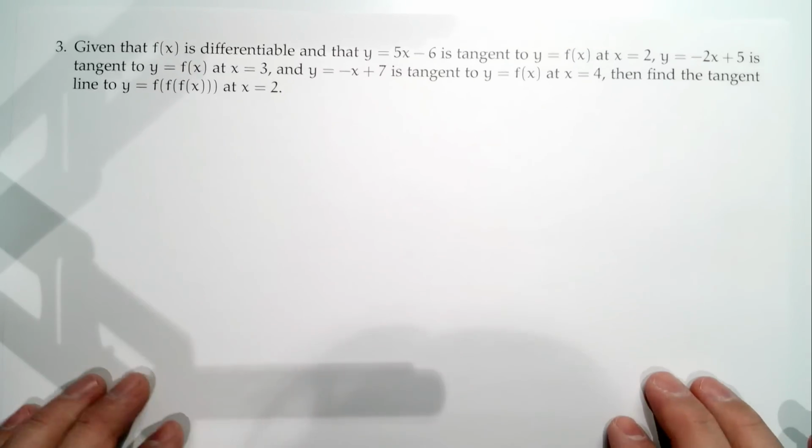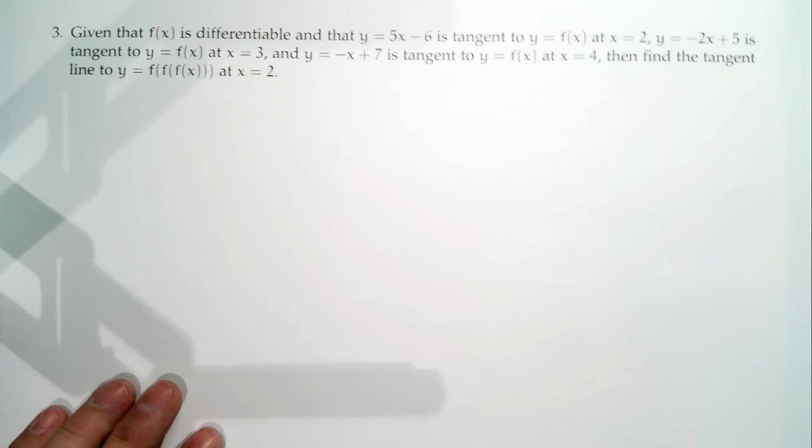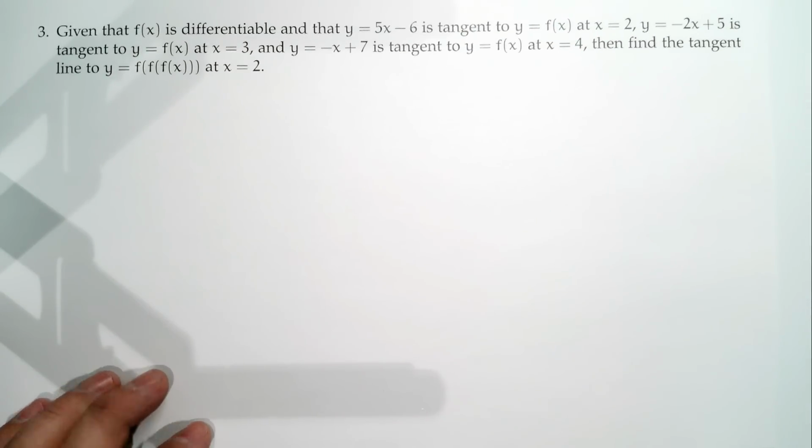So, keeping with our theme of tangent lines, given that f of x is differentiable and that y equals 5x minus 6 is tangent to y equals f of x at x equals 2, y equals negative 2x plus 5 is tangent to y equals f of x at x equals 3, and y equals negative x plus 7 is tangent to y equals f of x at x equals 4, then find the tangent line to y equals f of f of f of x. Whew. Okay. So, what's going on here?